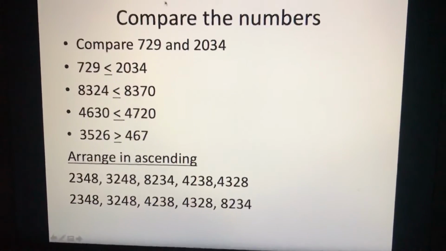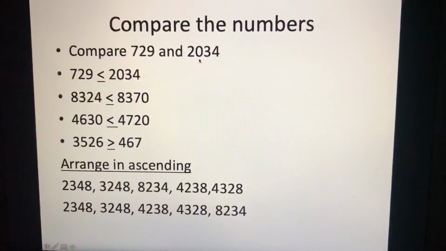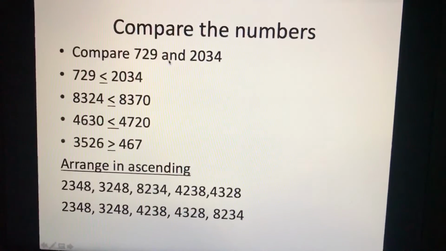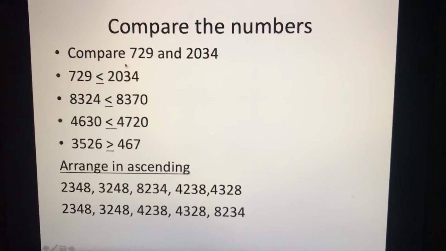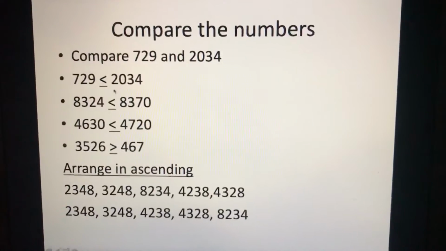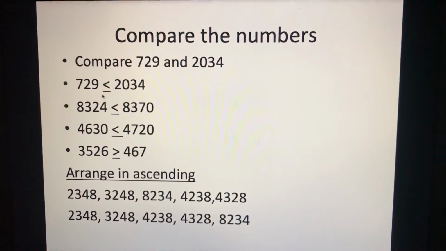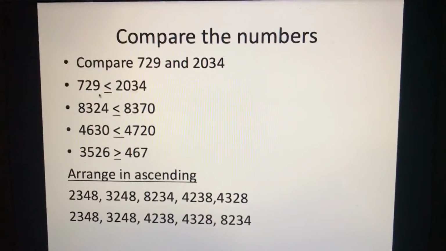So we take the first example: 729 and 2034. Here there is no thousands place, so 2034 is greater than 729. So we put this sign. This is the sign of greater number. 2034 is greater than 729.